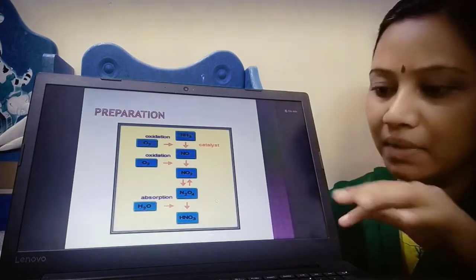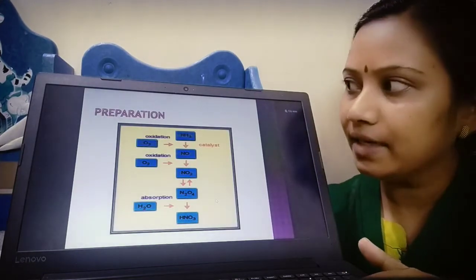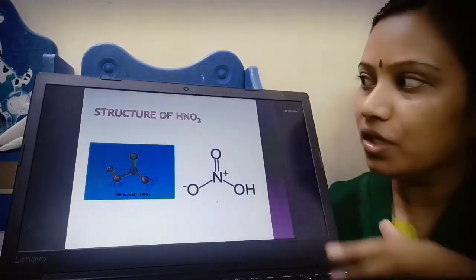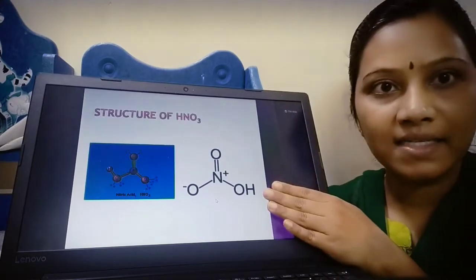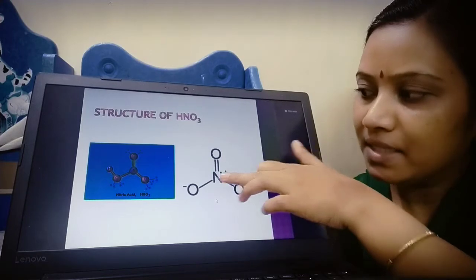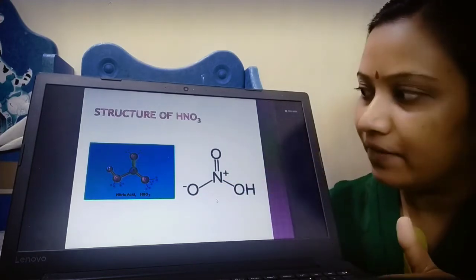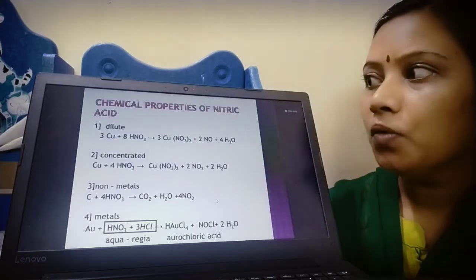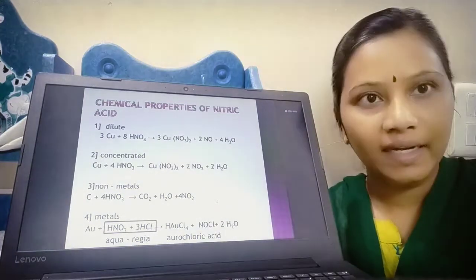Now this is the preparation, with an overview as a flow chart. This is the structure of nitric acid. As I told you, it is HNO3, with a plus charge and a minus charge, and it has a lone pair. Now we saw the preparation of nitric acid.